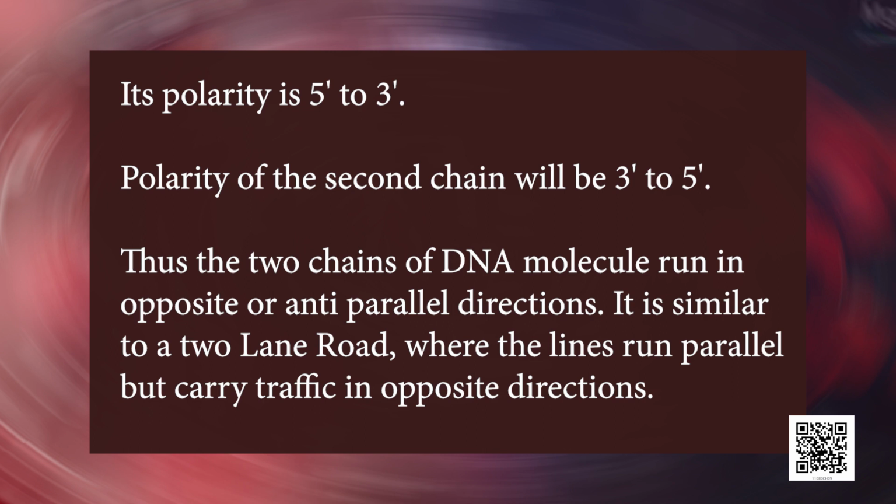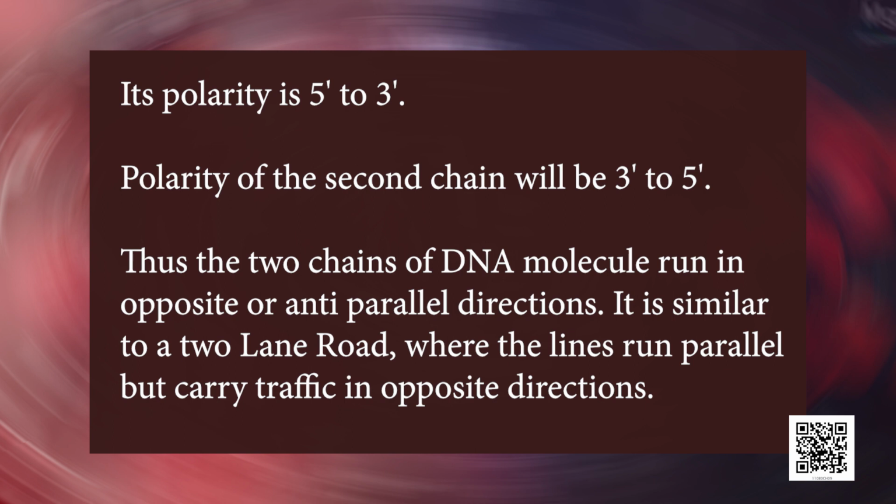At one end of the DNA strand, the last sugar has 5' carbon free, while at the other end, 3' carbon of the first sugar is free. These are respectively called 5' and 3' ends. Its polarity is 5' to 3'. Polarity of the second chain will be 3' to 5'. Thus, the two chains of DNA molecule run in opposite or anti-parallel directions.